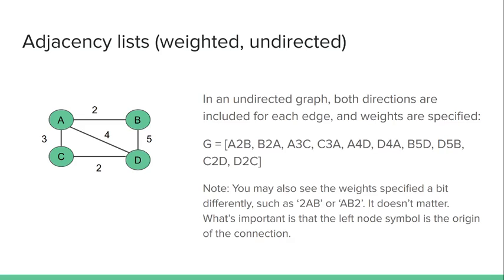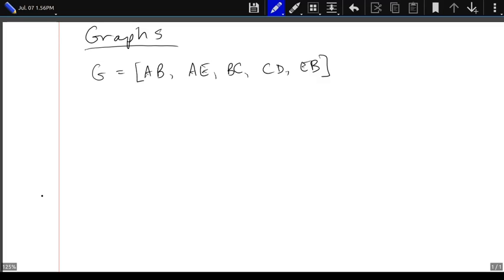In addition to drawing lists or matrices from graphs, we also need to be able to draw a graph from a list or a matrix. So let's look at this example with an edge list first. Here we have an edge list. What can we tell about this edge list? Is our graph directed? Is it weighted? Well, the easiest one to answer is whether or not it's weighted. There are no numbers represented in this edge list, so it's not weighted.